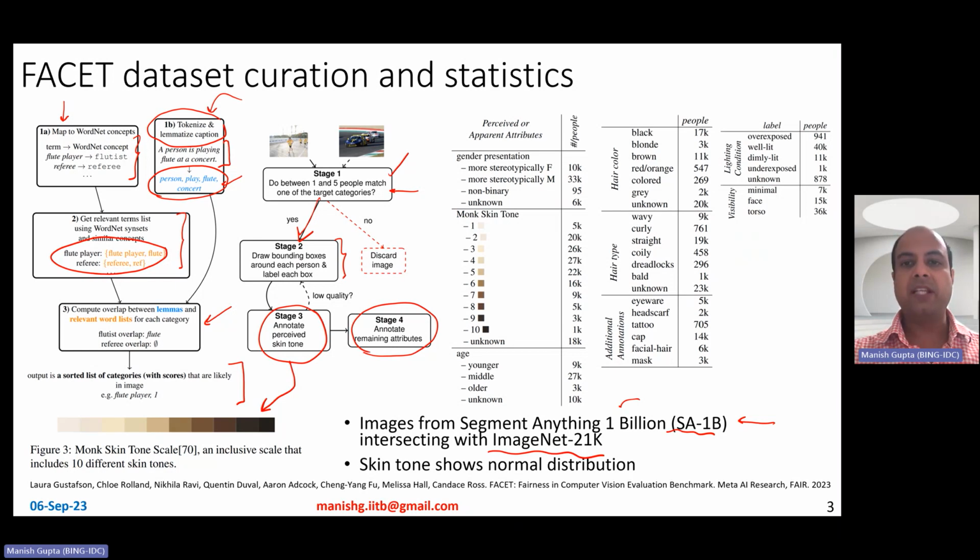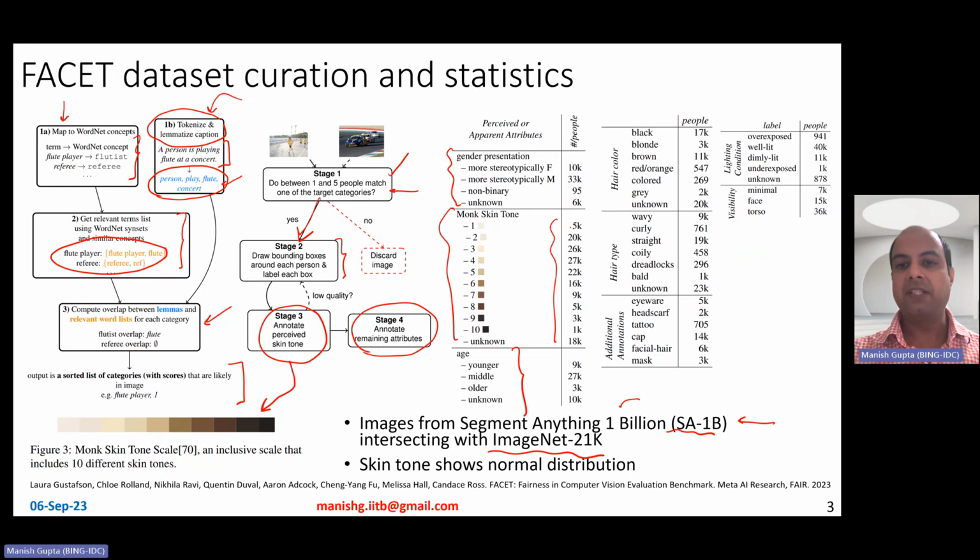We discussed this on the previous slide, but there are labels around gender presentation. So what is the perceived gender? It's female, male, non-binary, or unknown. Skin tone follows the Monk skin tone scale. Age: younger, middle, older, or unknown. And as you notice, there's a good distribution across different things.